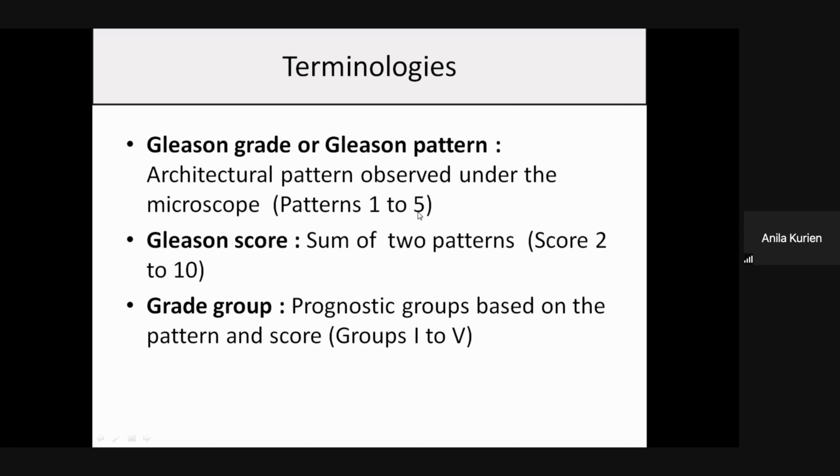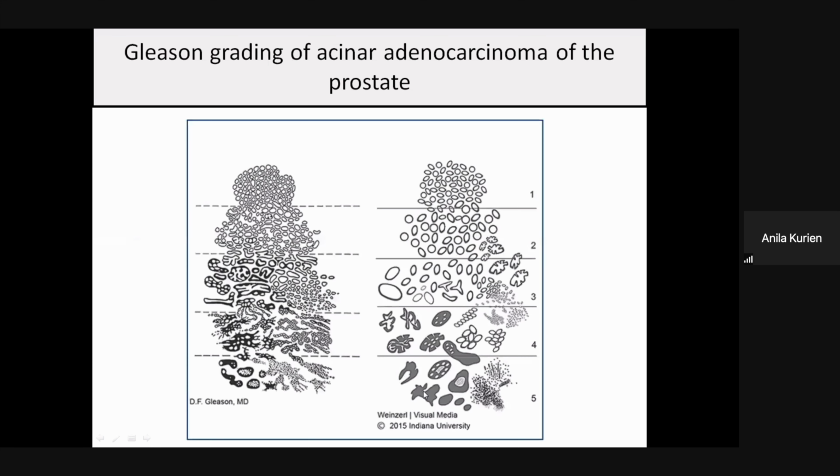And we all know that there are 5 patterns, and based on the picture, we give a particular pattern to the tumor. The score is the sum of 2 patterns, and we'll talk a little bit about how we come to the scoring. And this is the recent addition, the ISUP grade group, which is based on combining the grade, and we take into consideration the grade as well as the score, and you have 1 to 5 grade groups.